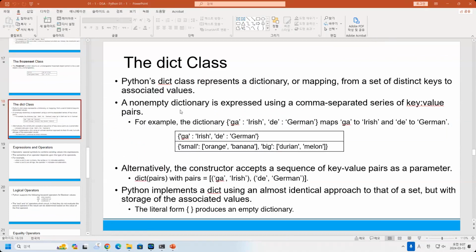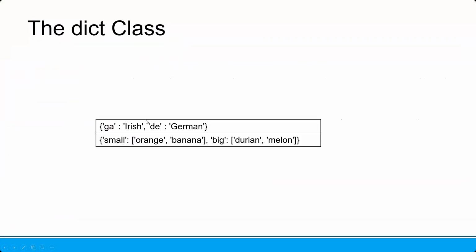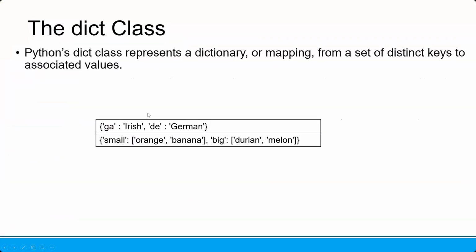We learn about dictionary. So in Python, we have a dictionary class. The dictionary class represents a dictionary or mapping from a set of distinct keys. Distinct key means they will be different. Distinct means different, or we call it unique.